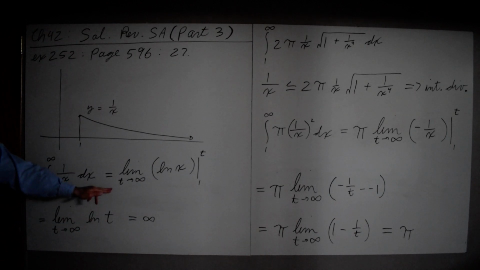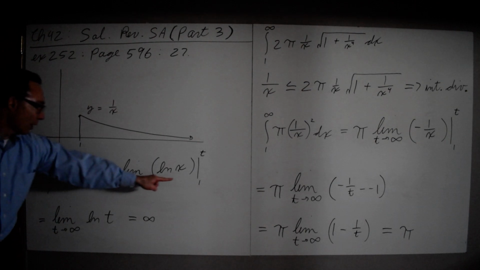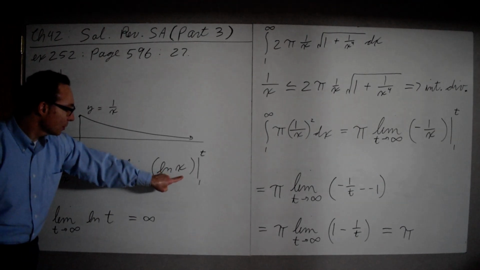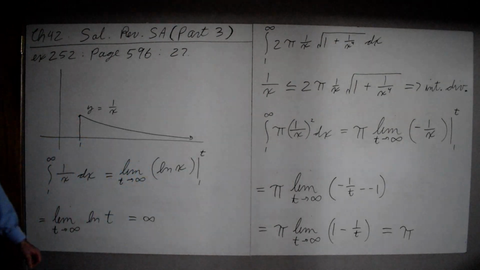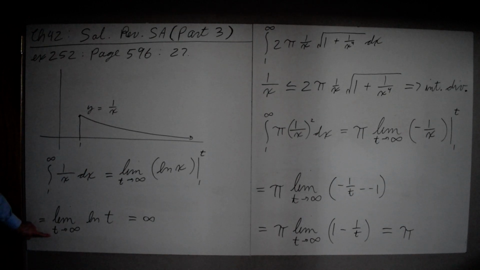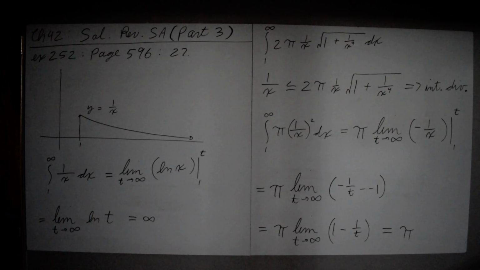So we calculate the limit as t goes to infinity of the integral 1 to t of 1 over x dx. To save some board space and some recording time, I took a shortcut and just wrote this as a limit as t tends to infinity of natural log of x evaluated at t and evaluated at 1. Natural log of 1 is 0, so this is equal to the limit as t tends to infinity of the natural log of t, which is infinity. It doesn't surprise us that this has an infinite area.